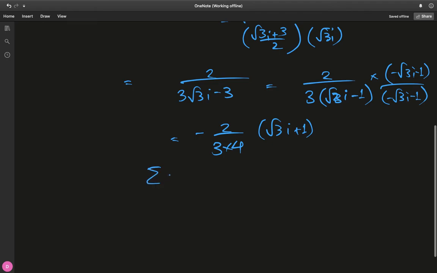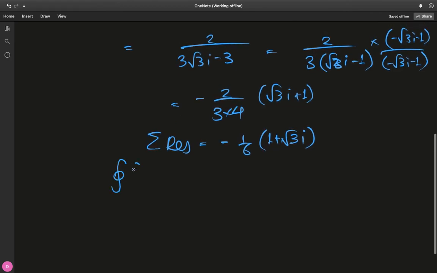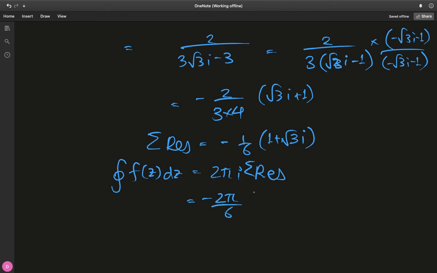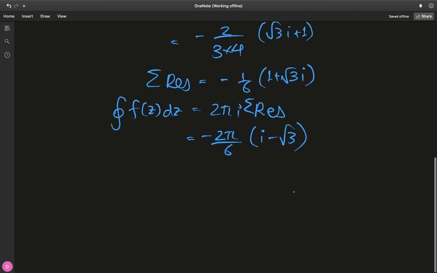Finally, we have the sum of residues, because that's the only residue, is minus 1 over 6 times 1 plus square root 3i. But we know that the contour integral of f of z dz is equal to 2 pi i times the sum of residues. So just multiply by 2 pi i. We have minus 2 pi over 6 times i squared is minus 1, so minus square root 3, which will just be minus pi over 3 times i minus square root of 3.